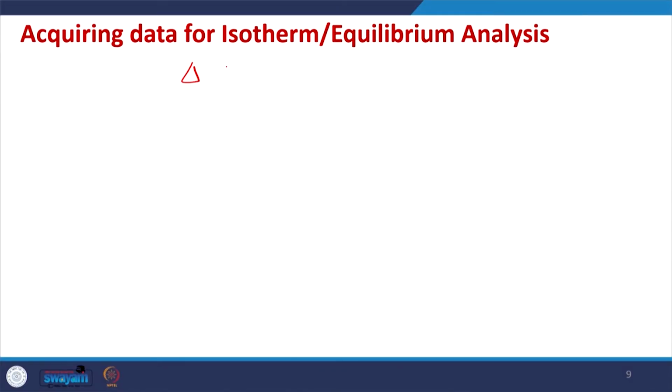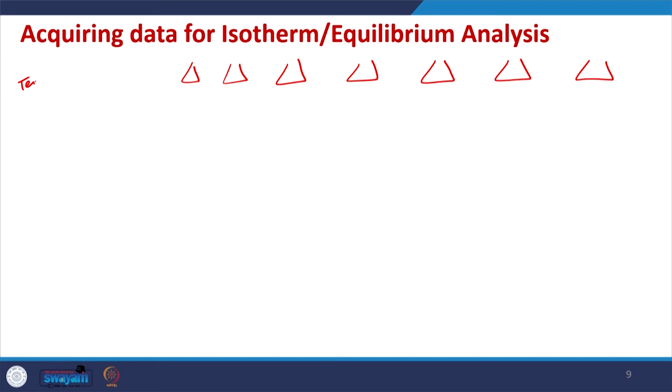Now, how do we acquire the data for isotherm or equilibrium analysis? As we have done earlier with kinetics, we will discuss this again. In this there is a difference. The difference is that we again take a lot of beakers. We have many beakers, and for acquiring this data, since we use beakers, we fix certain parameters.